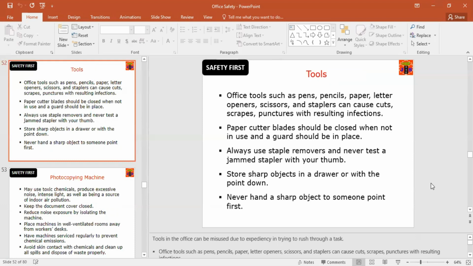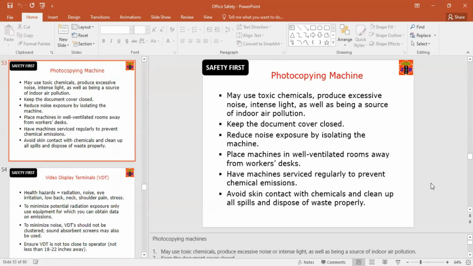Paper cutter blades should be closed when not in use and a guard should be in place. Always use staple removers and never touch a jammed stapler with your thumb. Store sharp objects in a drawer or with the point down, and never hand a sharp object to someone point first. Let us look at how to use a photocopying machine in the office area.